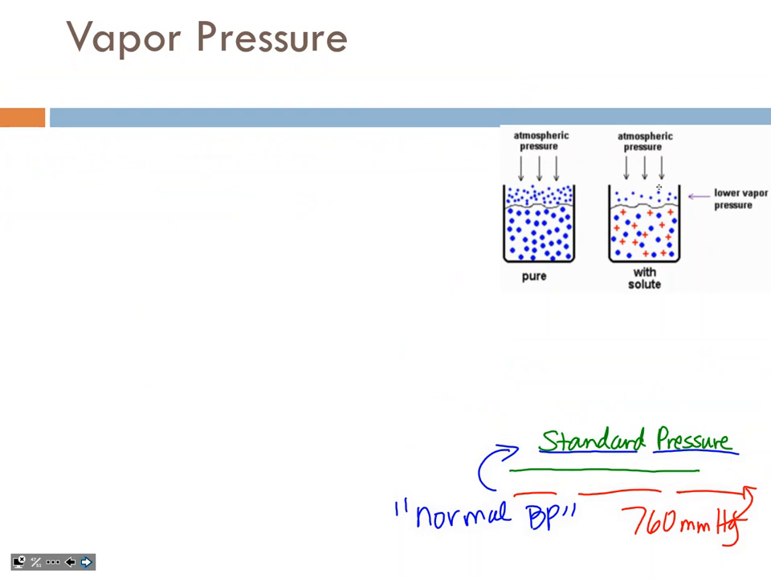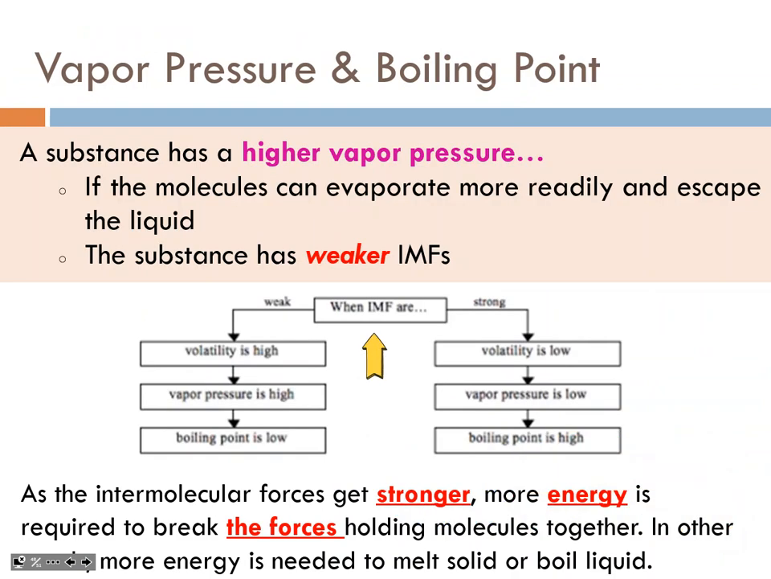But before we do that, we should really go back over IMFs and their strength and refer to the properties. If a substance has a higher vapor pressure, the molecules can evaporate more readily and escape the liquid. A higher vapor pressure means it has weaker IMFs, weaker attractive forces holding it in the liquid phase. Now I know that this chart was in your Unit 5 steps, but I thought it'd be a good little review here, for strong versus weak.